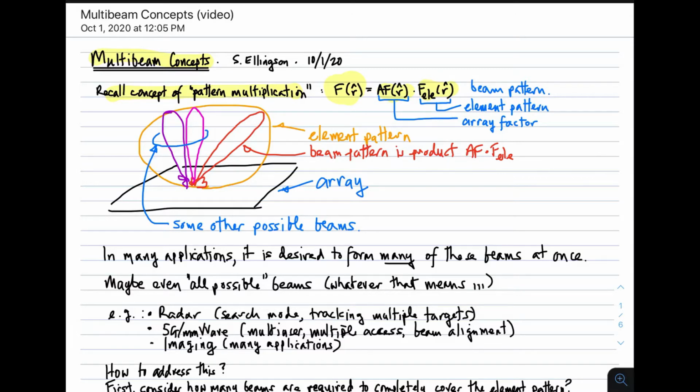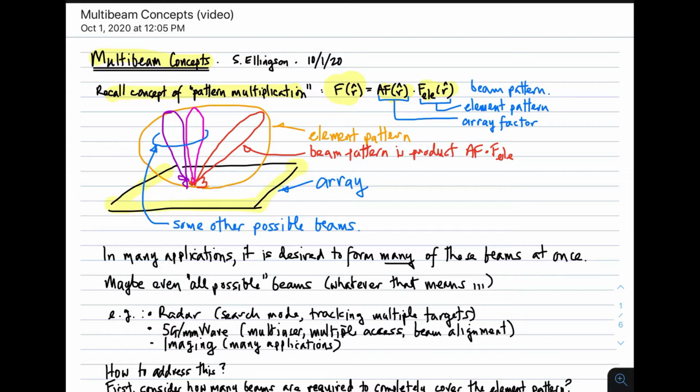Now, pattern multiplication isn't universally applicable as a concept, but often it is, and it certainly is if the element patterns are all the same, so they can be factored out, leaving the array factor. So a broad class of problems can be described in terms of this pattern multiplication concept. We can visualize this as shown in the diagram.